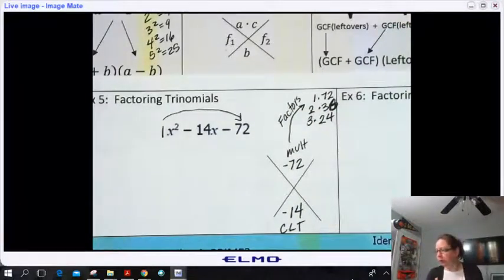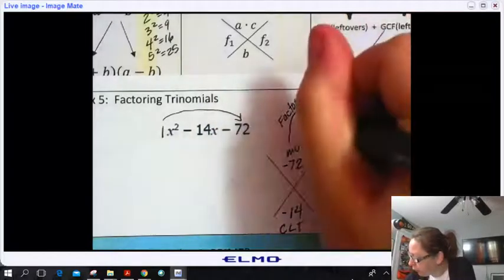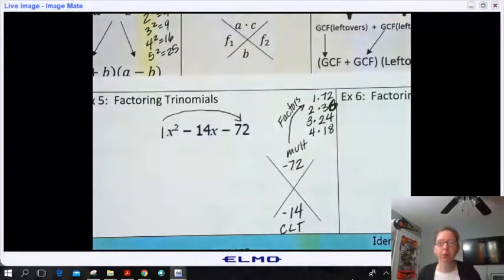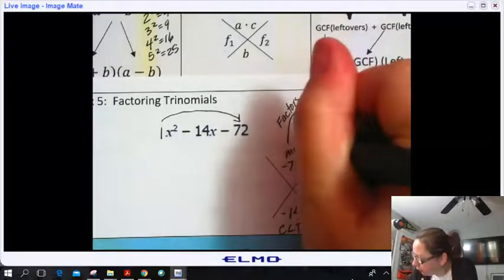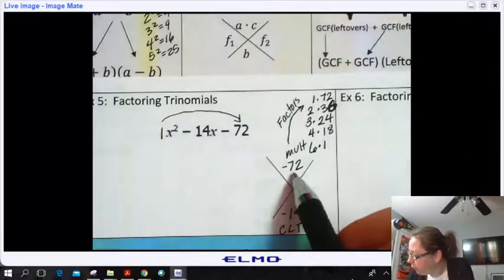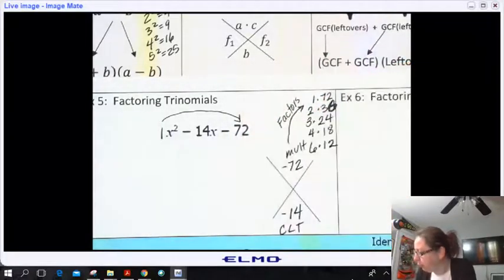Will 4 go into 72? Evenly. 4 goes into 7 1 time with 3 left over. 4 goes into 32 8 times. So yes, 4 times 18. 72 is not divisible by 5. Is 72 divisible by 6? Let's see. 6 goes into 7 1 time with 1 left over. 6 goes into 12 2 times. Okay. So 6 times 12.